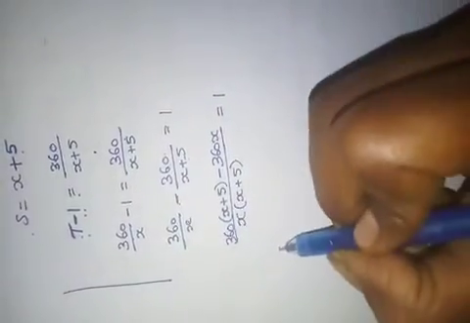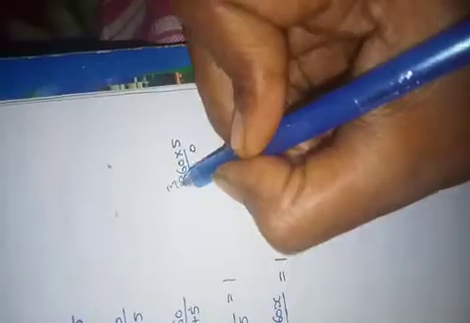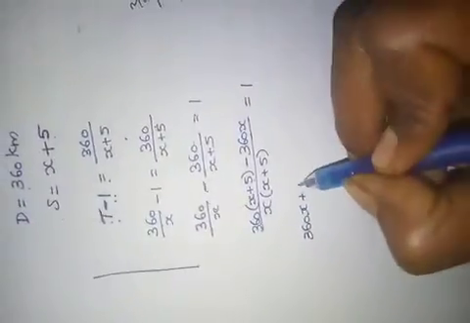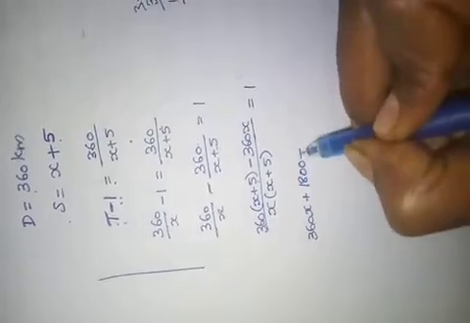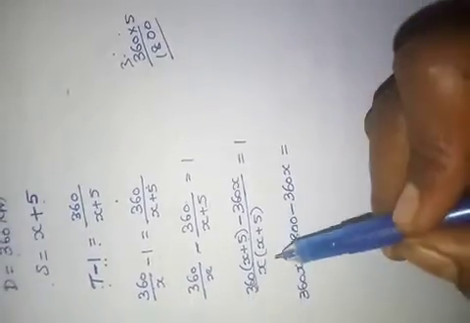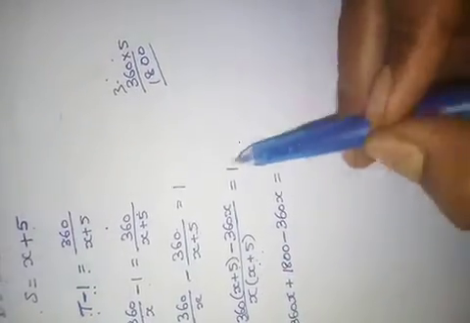Now multiply it: 360x plus 360 into 5. 6 5s are 30, 5 3s are 15, 16, 17, 18, so 1800, minus 360x equals 1 into something means this only, x into x plus 5. I am multiplying it. Here it is dividing it. If I send to this side, it will multiply.